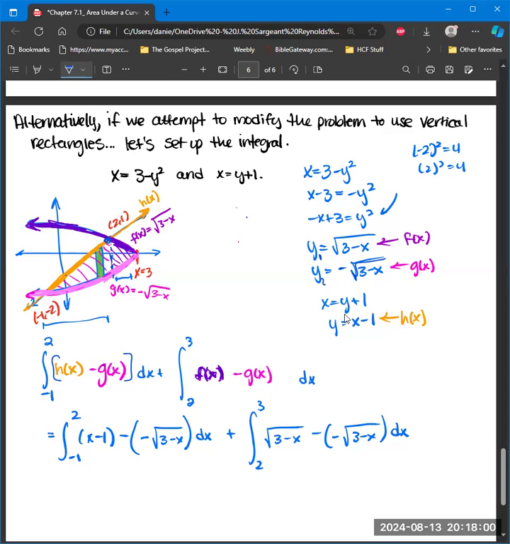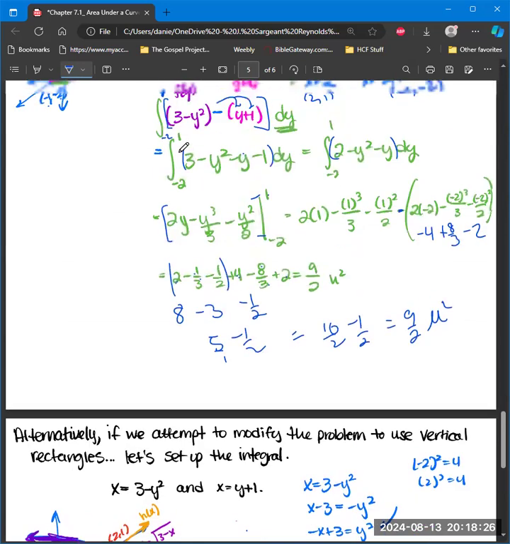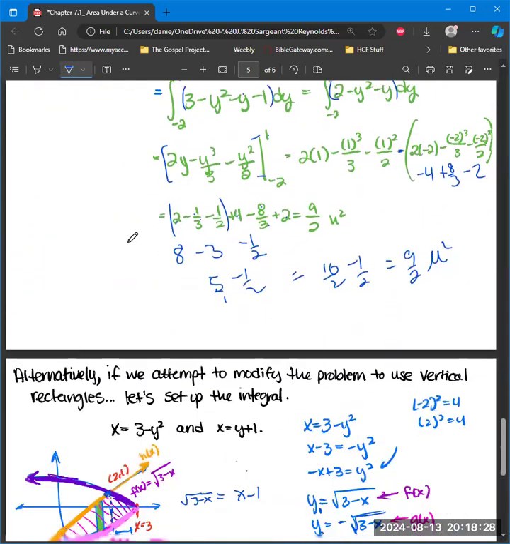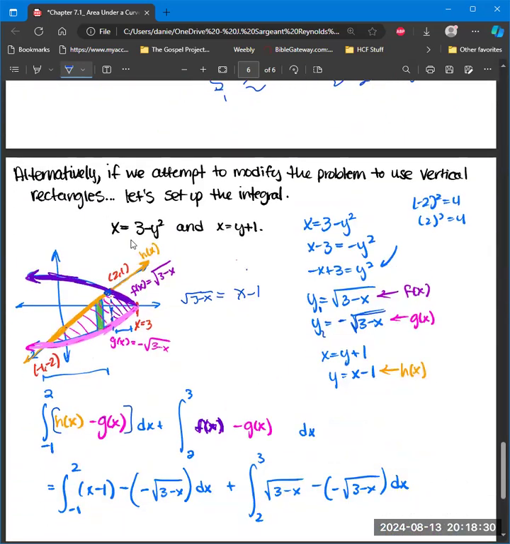When we solve for y for the line, if x was equal to y plus 1, then y is equal to x minus 1. That's our h of x. So let's now set the purple function equal to the orange function and see where they intersect each other. Well, we already know from up here where the points of intersection are, but pretend that we don't have that and we needed to find it.